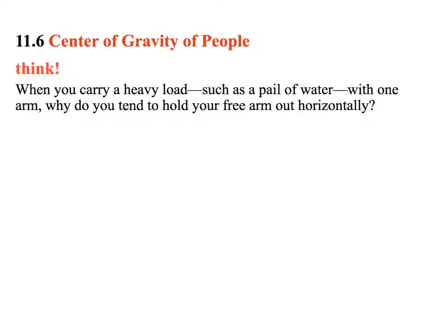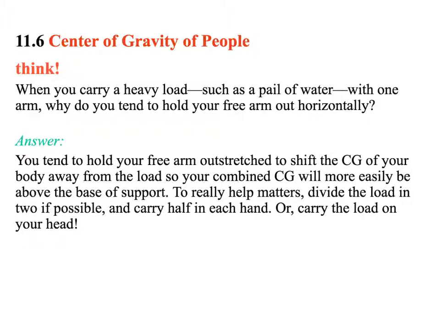When you carry a heavy load, such as a pail of water, with one arm, why do you tend to hold your free arm out horizontally? You tend to hold your free arm outstretched to shift the center of gravity of your body away from the load, so your combined center of gravity will more easily be above the base of support. To really help matters, divide the load into two if possible and carry half in each hand, or carry the load above your head, keeping it above your center of gravity.